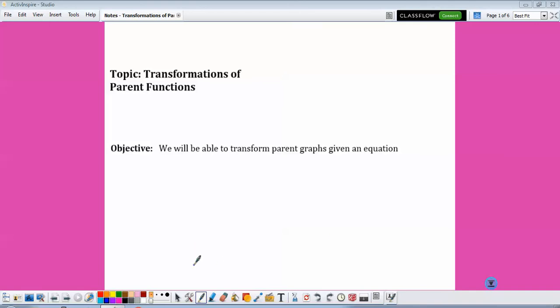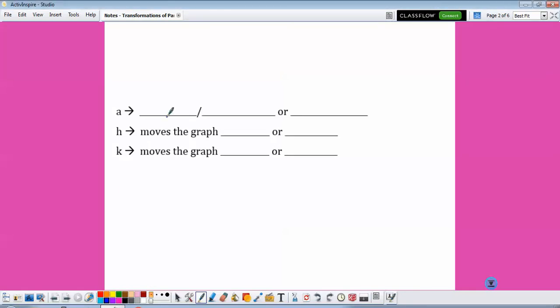All right, today we're going to be talking about how to perform transformations of parent functions, and we'll be able to transform parent graphs given an equation. So a few reminders. A is going to stretch or shrink your graph, or it can flip it. H moves the graph left or right, and K moves the graph up or down.